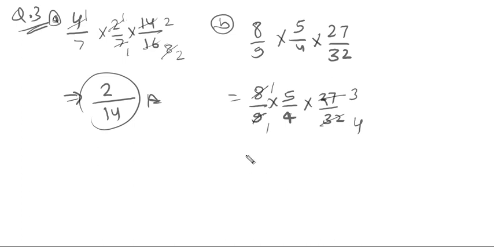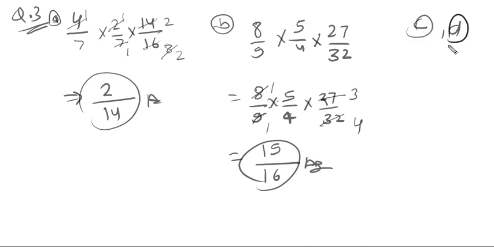Now we cannot cut anything else. So 5 3s are, what is remaining in numerator? 5 and 3. So 5 3s are 15, and denominator 4 4s are 16. Then this will be your answer. So in this way you have to solve part C and part D, right?